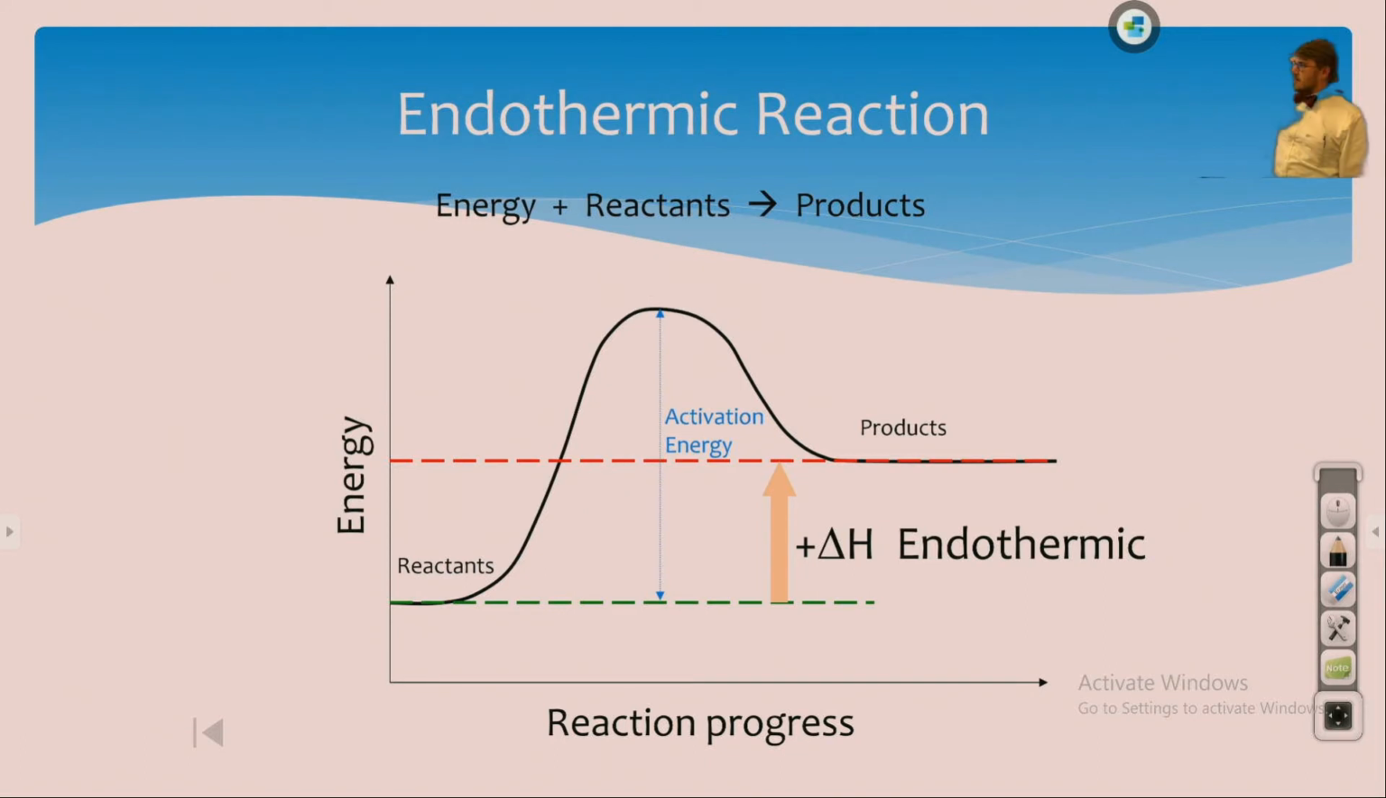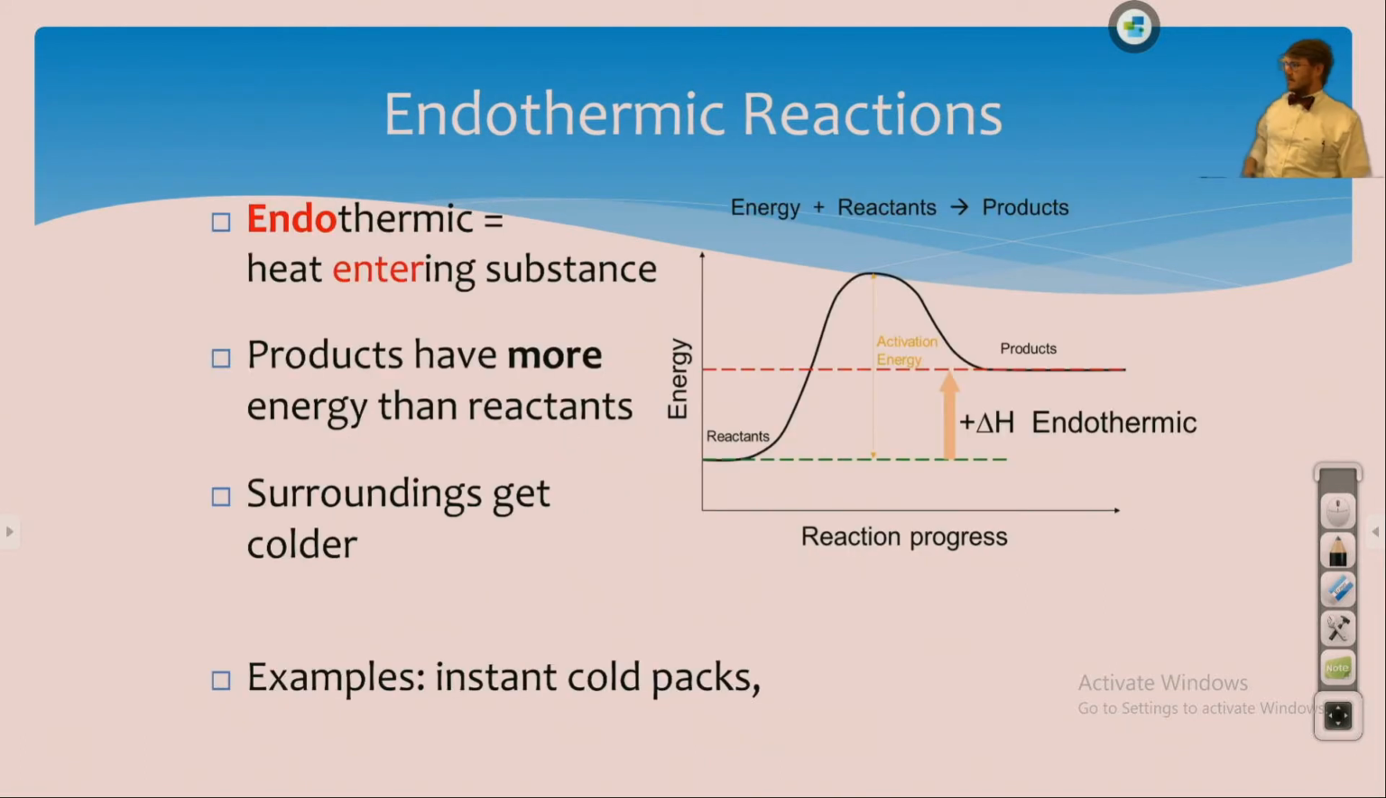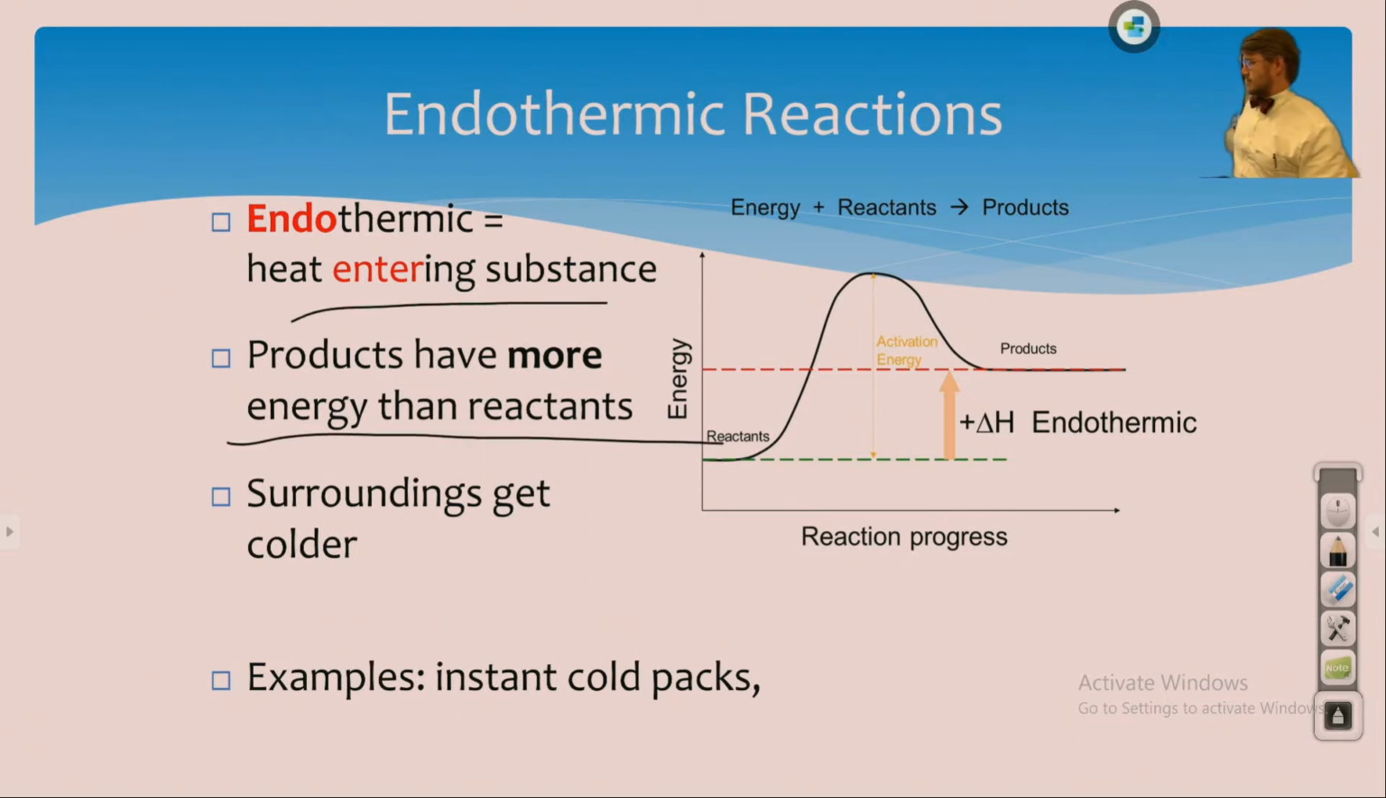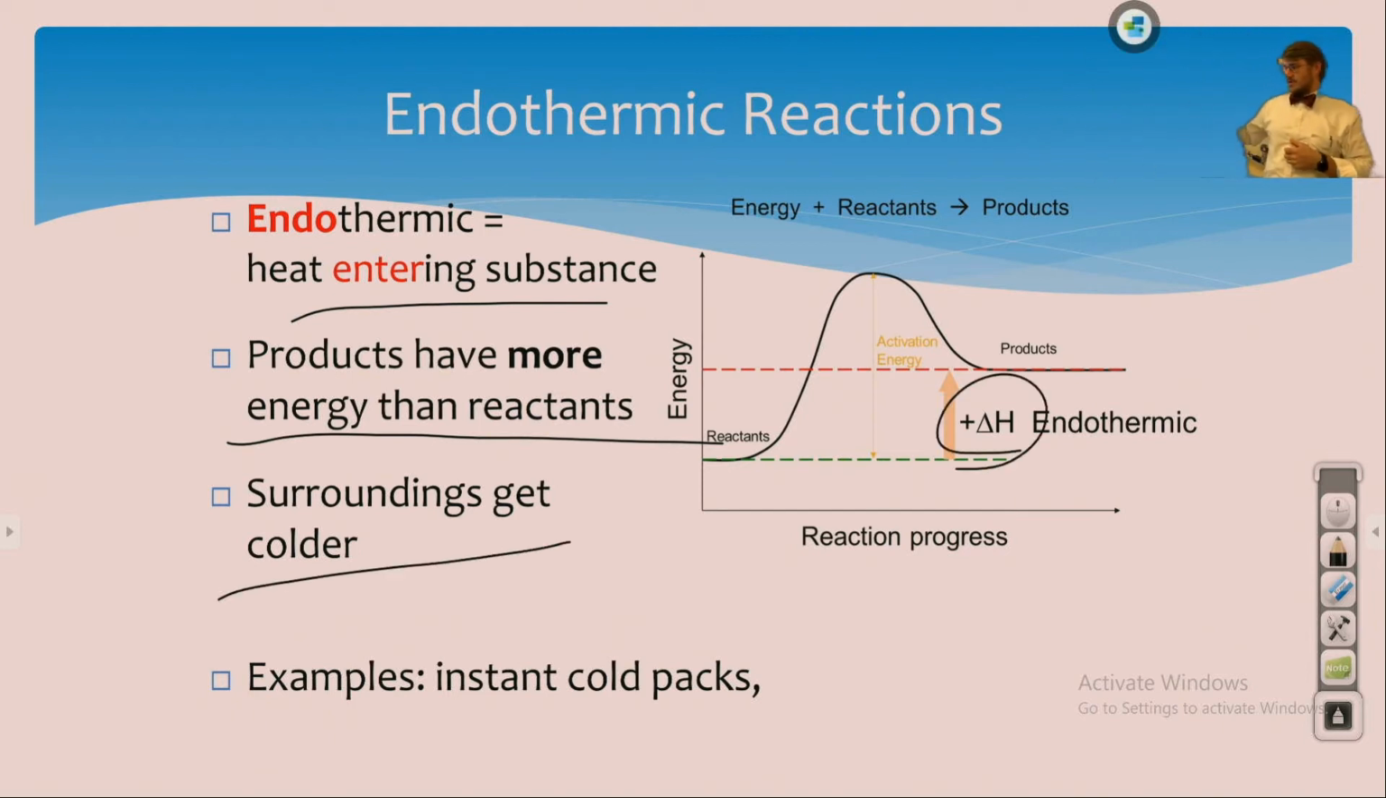So endothermic reactions absorb heat. Heat is entering the substance. Products have more energy than reactants. The surroundings therefore get colder because the system absorbs a delta H. There's a positive delta H, so it absorbs the heat. So the surroundings feel the loss of heat, which would be cooler. Instant cold packs do this.